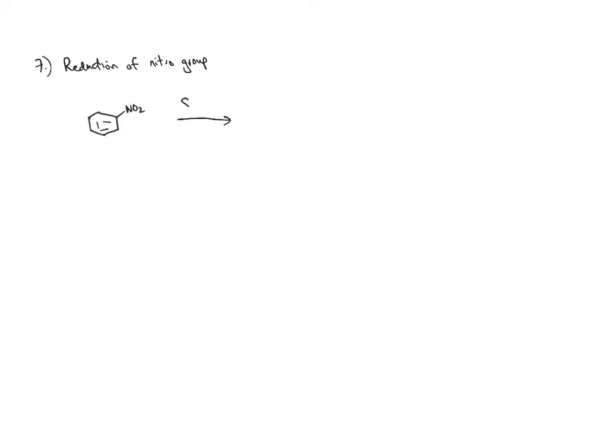There are 2 ways that you can do this. Tin and HCl, or you could use iron and HCl. And what that will do is it will reduce the nitro group all the way to the aniline. Well, this is important if you wanted to take something that was deactivating on the benzene ring and convert it into something that's activating on the benzene ring. And then finally, we're going to talk about the acetylation and deacetylation of aniline.